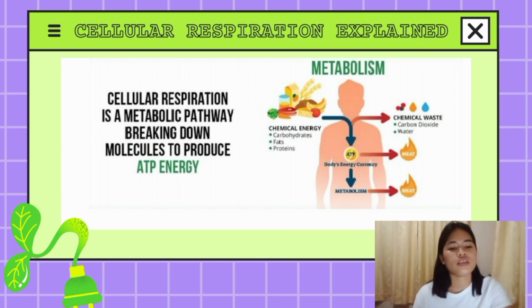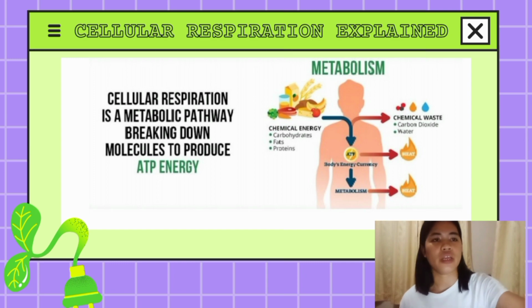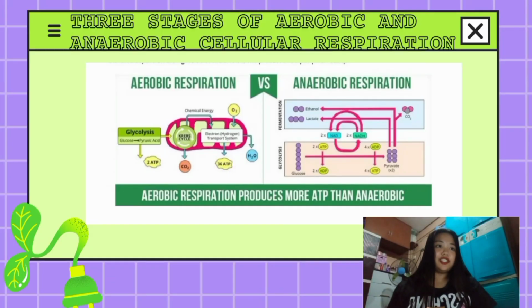So, where does cellular respiration occur? Cellular respiration occurs in prokaryotes and eukaryotes. In prokaryotic cells, it occurs in the cytoplasm, and in eukaryotes, it occurs in the mitochondria. For the three stages of aerobic and anaerobic cellular respiration, we first discuss what aerobic and anaerobic cellular respiration are. In the picture, it describes that aerobic respiration produces more ATP than anaerobic respiration.